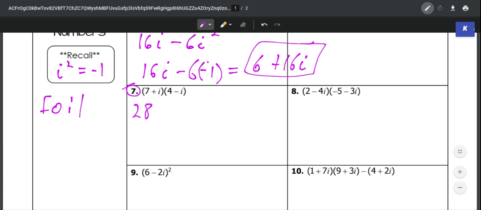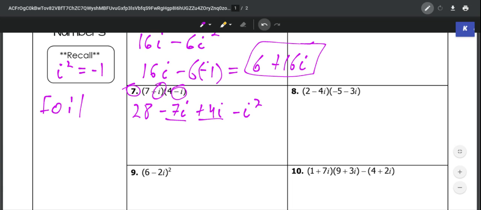All right, so we did the first. That's 7 times 4. Now the outer would be 7 times negative I, so it'd be minus 7I. Then we would do the inner, which would be 4 times I, so it'd be plus 4I. Then we would do the last, which is I times negative I, so that would give us I squared. So then we're just going to simplify this.